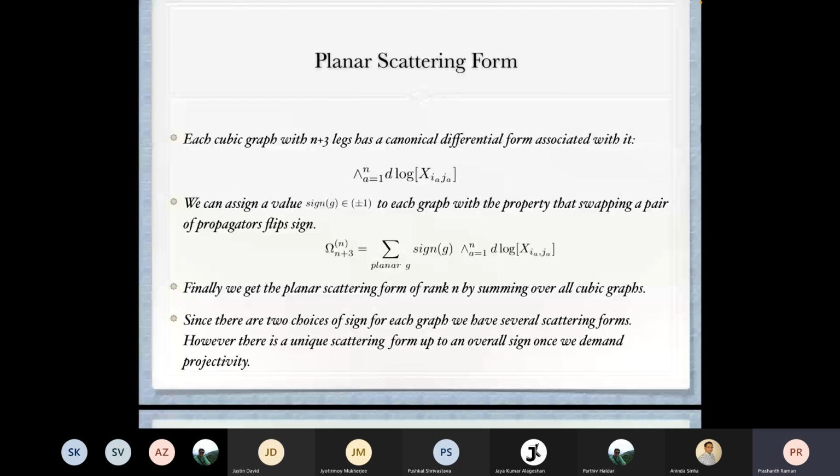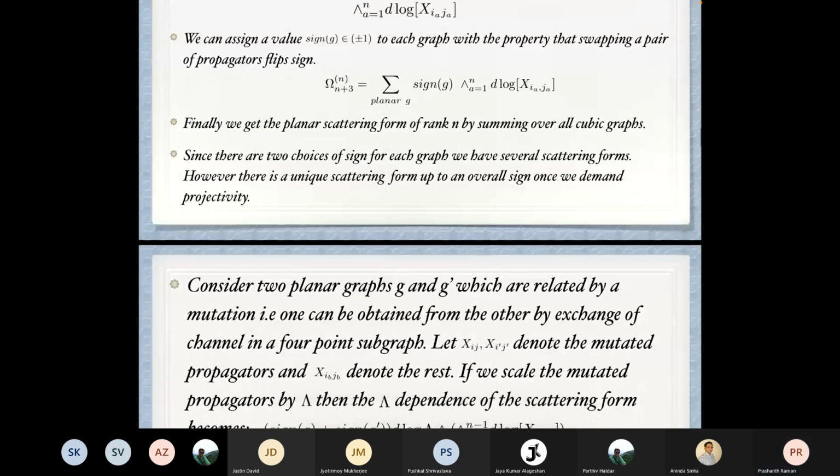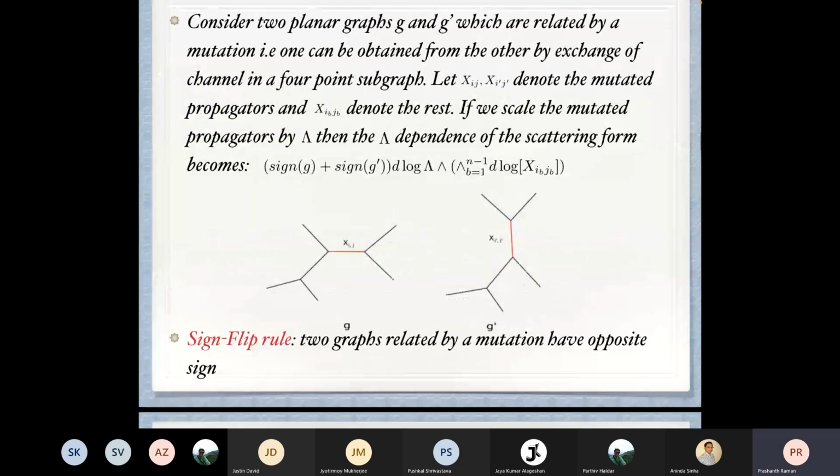Now there are many possible planar scattering forms. There are 2 to the power of the number of graphs G planar scattering forms, since each sign can be ±1. Projectivity is what helps you get a unique planar scattering form up to an overall sign. Let's see how that comes. Consider two planar graphs G and G prime, which are related by a mutation. That is, one can be obtained from the other by the exchange of a channel in a 4-point subgraph. Let x_ij and x_i'j' be the mutated propagators, and let x_i_bj_b denote the rest of the propagators. If we scale the mutated propagators by some function lambda, it could be a constant or a function of the rest of the variables, it doesn't matter.